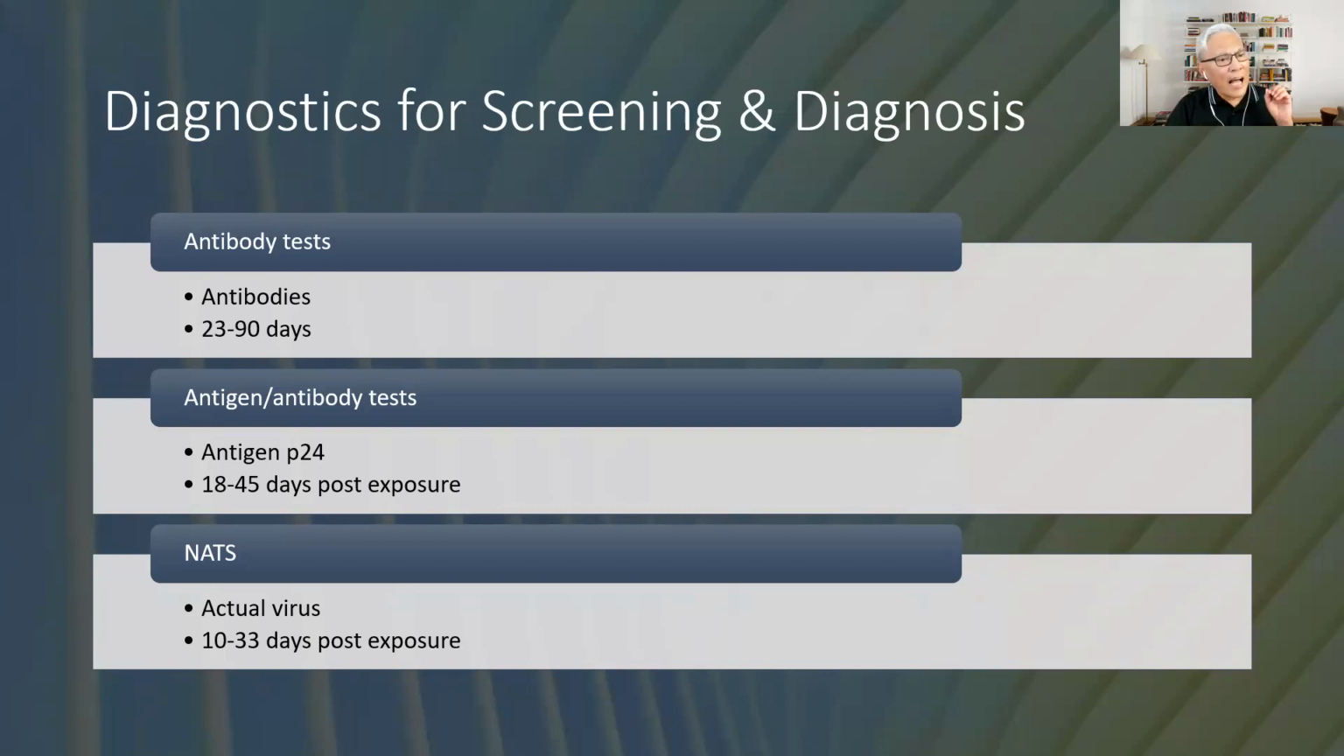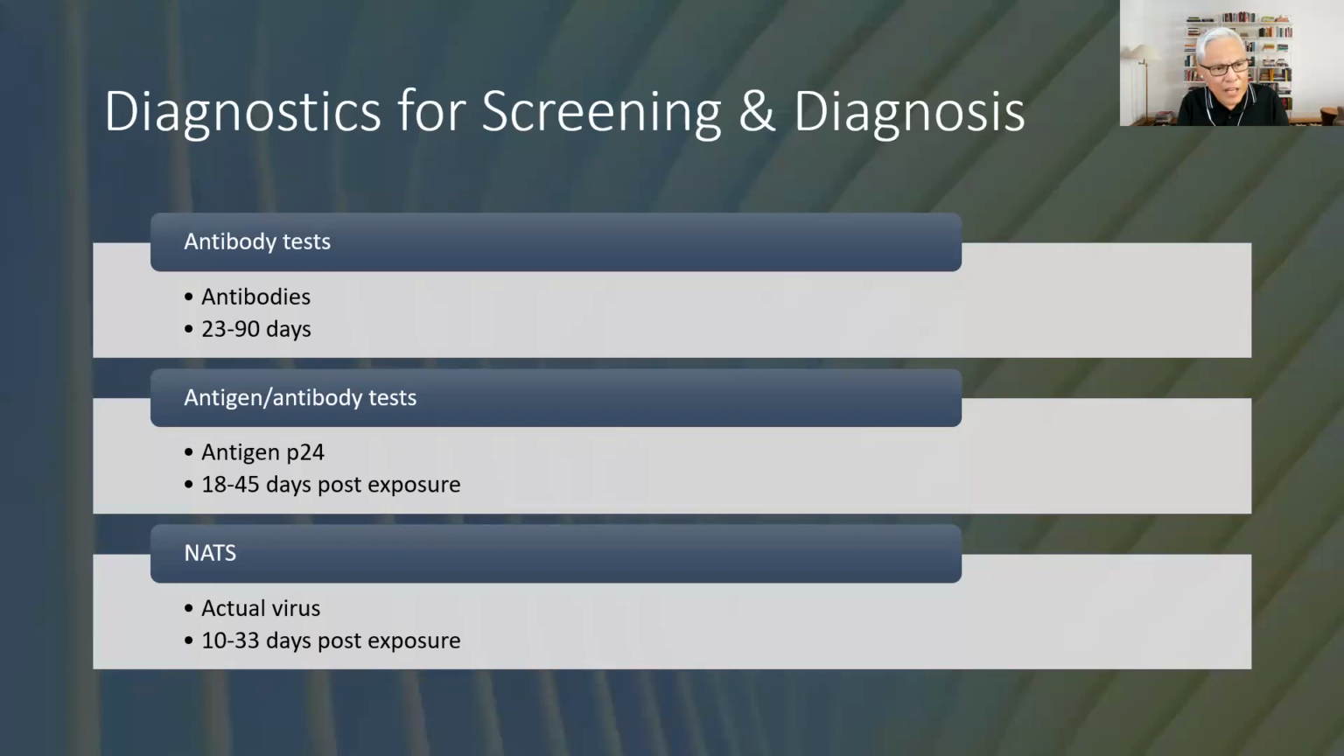So let's take a look at antibody tests. So what is an antibody test looking for? You remember immunoglobulins, they're looking for antibodies to HIV in a person's either blood or oral fluid. So these antibodies can take 23 to 90 days to detect HIV after exposure. So these are going to be something that is going to be delayed as far as detecting the virus.